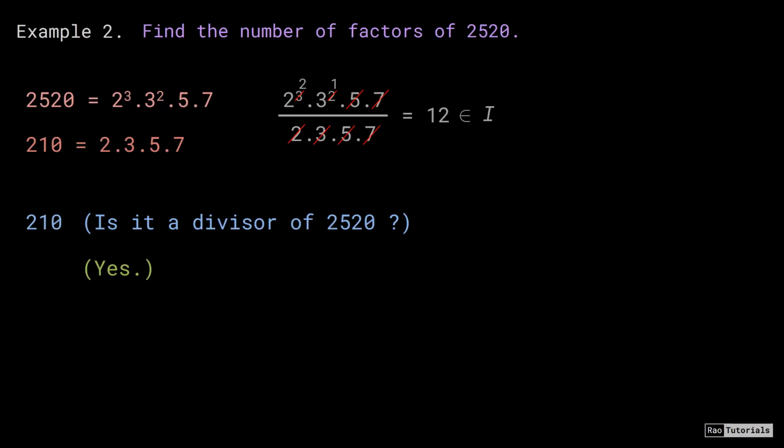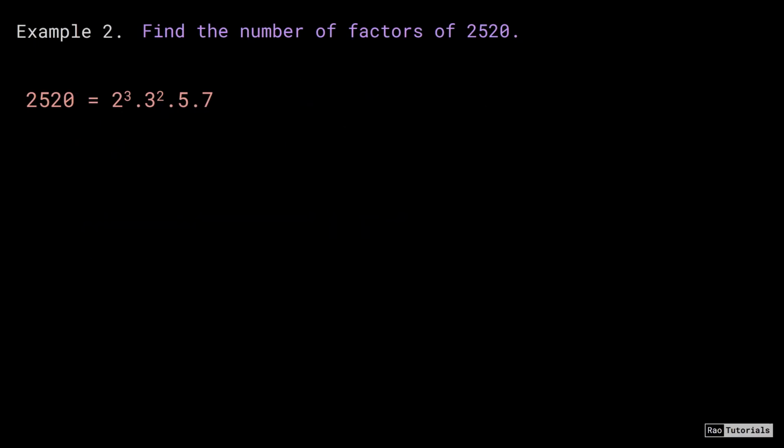So we can see that for a number to be a divisor of 2520, it must be a subset of this set containing the prime factors of 2520, so that we get an integral quotient on division. Some subsets or divisors are as follows.